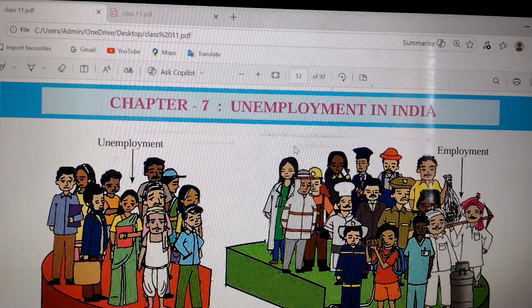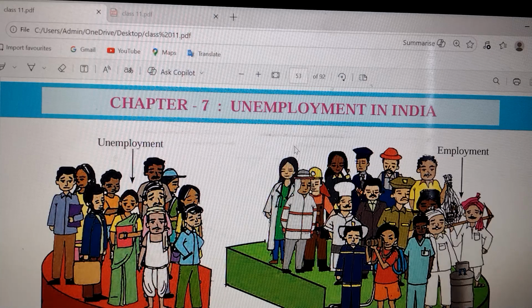Today we are going to see class 11th economics chapter 7, unemployment in India. So India is one of the fastest growing economies in the world, but unemployment is still one of the biggest challenges for our country. So in this video we will understand the meaning of unemployment, types of unemployment and causes behind unemployment in India. So let's start.